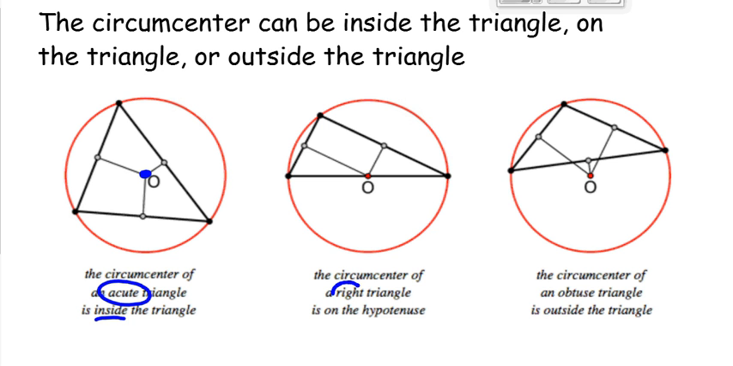If I have a right triangle, where this would be my right angle, the circumcenter is actually on the hypotenuse of the right triangle. So it's on the triangle itself. And then if I have an obtuse triangle, say this angle is, I don't know, let's say it's 105 degrees, an obtuse angle, the circumcenter actually ends up being on the outside of the triangle.